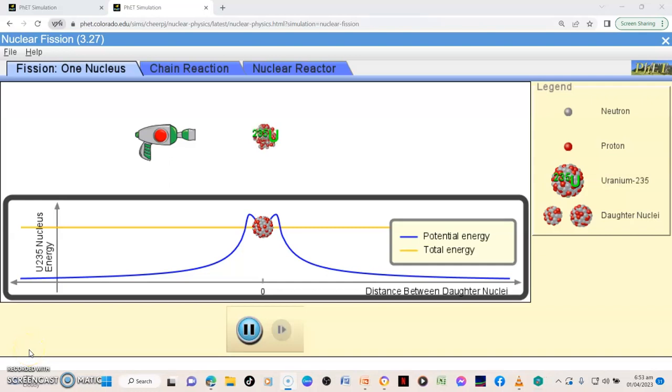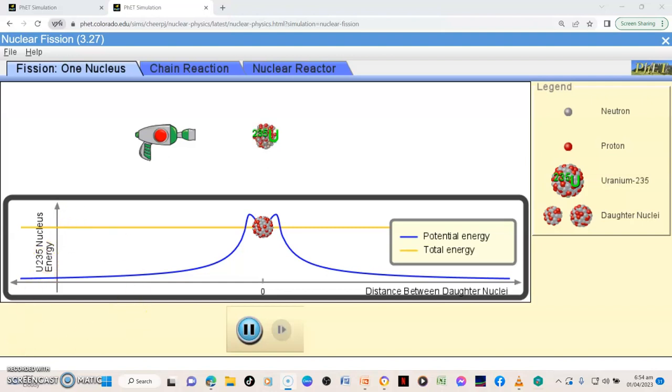I welcome you to today's lesson on nuclear fission. So now, nuclear fission is simply the splitting of the nucleus into two daughter nuclei due to over bombardment of the nucleus with neutrons. So in this video, you're going to see how that process takes place.